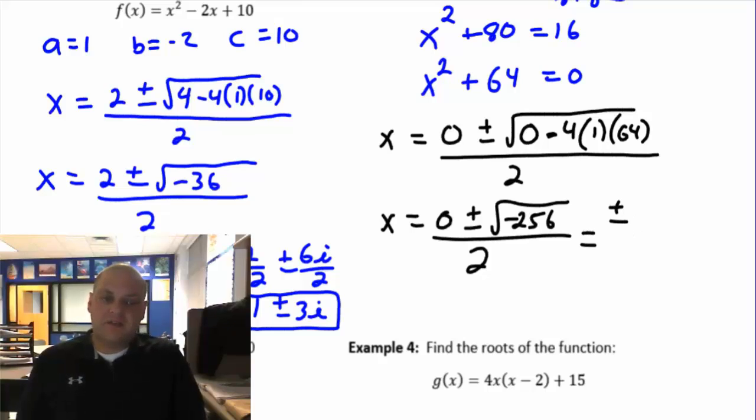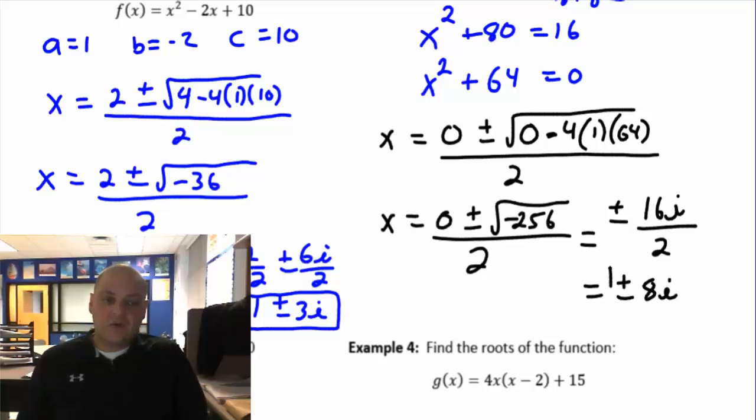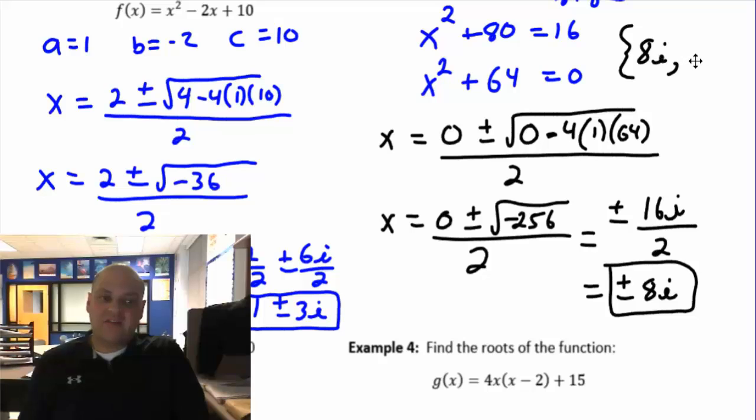So we get plus minus square root of 256, which is 16. But because there's a negative under the radical, we know there's an i there. So it's actually 16i over 2. And then 16 over 2 is 8, so plus minus 8i. So I have two roots, 8i and -8i. If you want to write that as a solution, 8i, -8i. Okay?